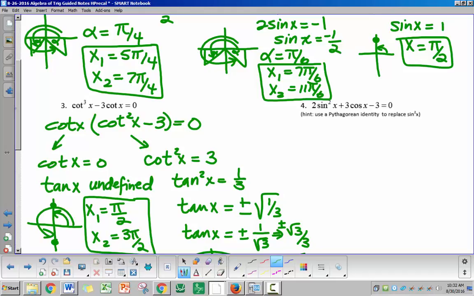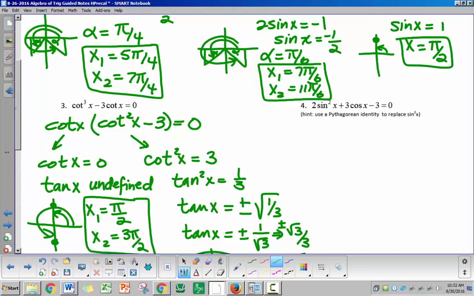So now, we're going to go to number 4, which I've thrown a monkey wrench into because it's 2 sine squared x plus 3 cosine x minus 3 equals 0. Can we factor them? No, because it's not the same. They're 2 different trig functions. So what can we do? Yes, Renee? You can replace sine squared x with 1 minus cosine.